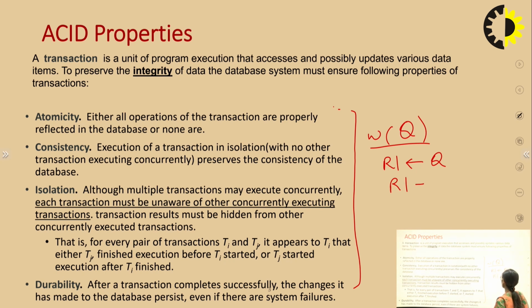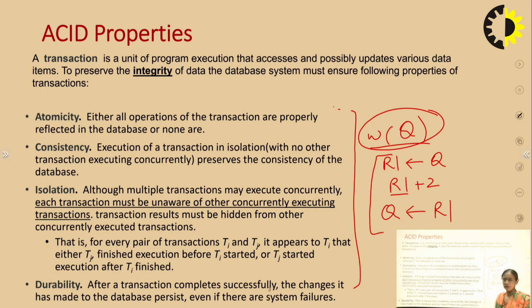For instance, you are updating the value of Q, incrementing the value of Q by 2. Then what will happen? You will increment the register R1 value, and after that you will assign the register value back to the data item. So a single instruction is broken down into multiple instructions.